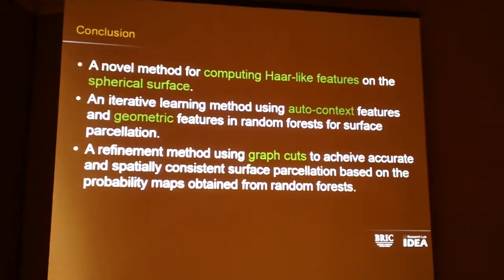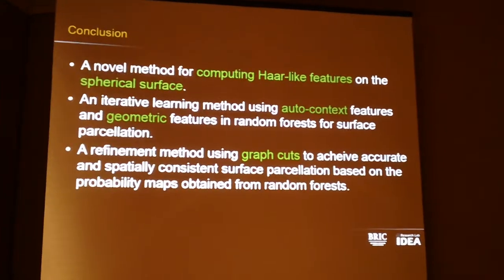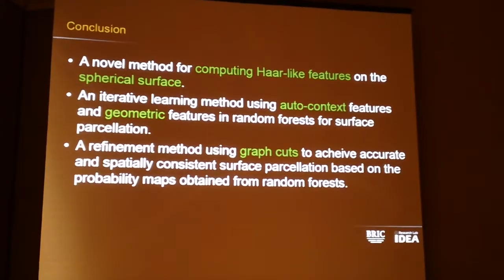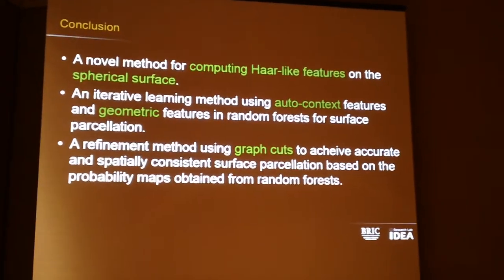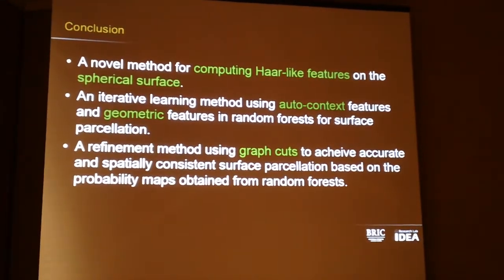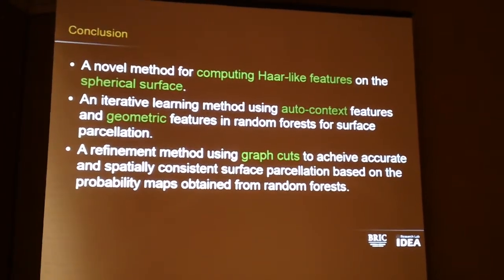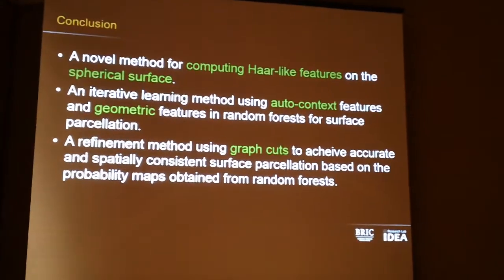Okay, here comes the conclusion. We proposed the method to compute the highlight features, and we also proposed the method using auto context together with the random forest to do the parcellation. And finally, we use GraphCut to refine the result, especially to refine the boundary areas, to get the final result. Thank you for your attention.